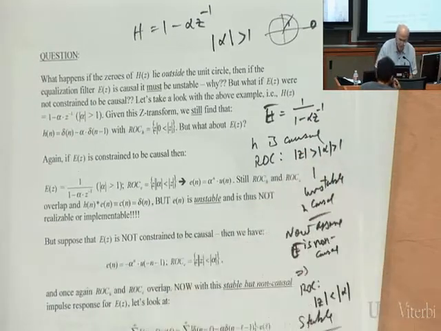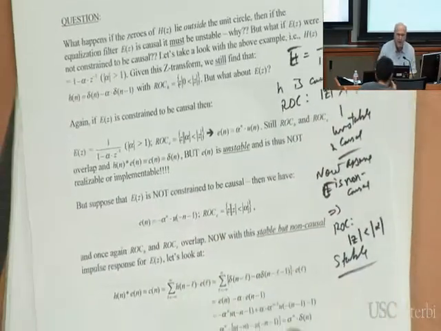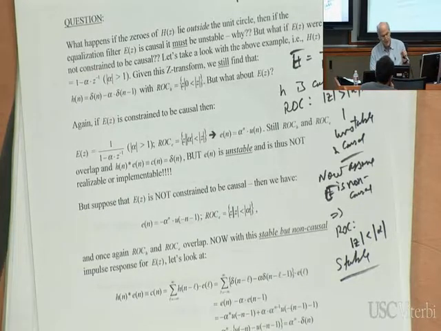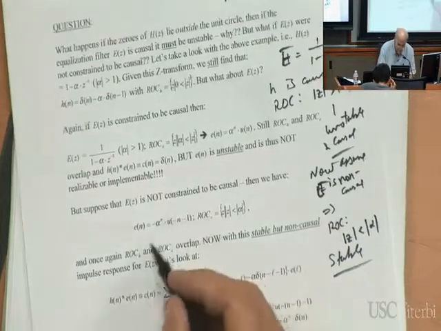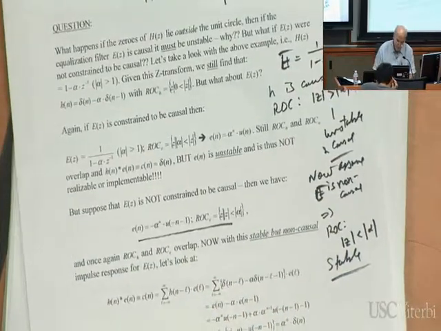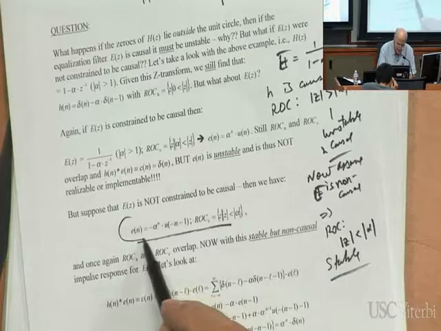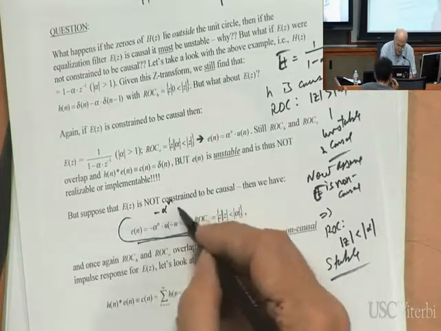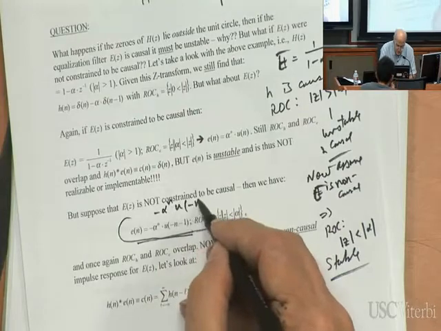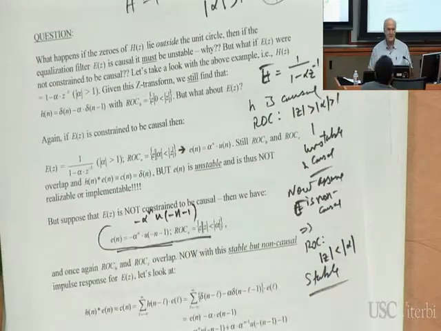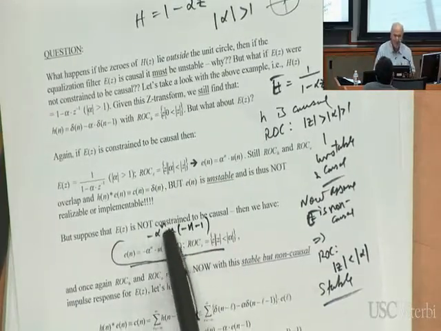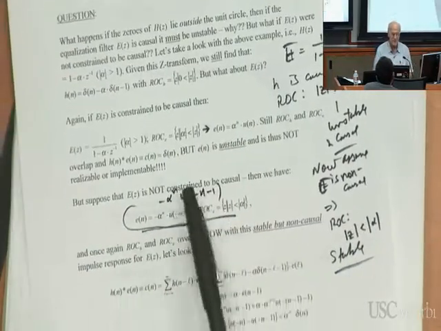So what does E of n look like if we constrain this equalization filter to be non-causal but stable? Well, I worked it all out, and this is the result for the impulse response. It's minus alpha to the n times u of minus n minus 1. And yes, that is stable, even though alpha is greater than 1, because this is only evaluated when n is less than 0. So this is stable.